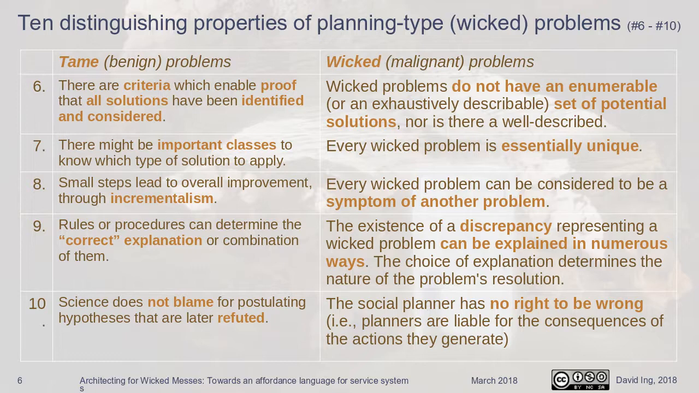Six, there are criteria which enable proof that all solutions have been identified and considered. So before you go out, you kind of enumerate, you say, okay, these are all different alternatives, all different ways of going. Wicked problems do not have an enumerable or exhaustively describable set of potential solutions, nor are they well described. Below it, every wicked problem is essentially unique. Okay, so every time you come and do something, it's different. How is that going to work then?